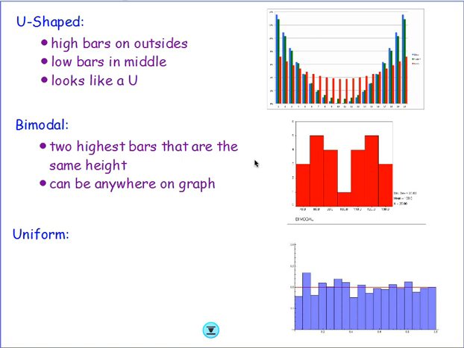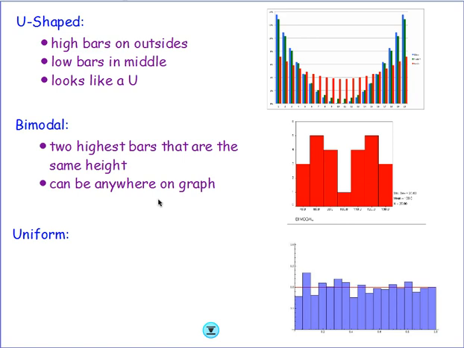When you have a graph that has 2 bars that are exactly the same height, as you can see, the 2 highest bars are exactly the same height, that means that there are 2 modes, which is why we call it bimodal. And as it says here, those 2 highest bars can be anywhere on the graph.